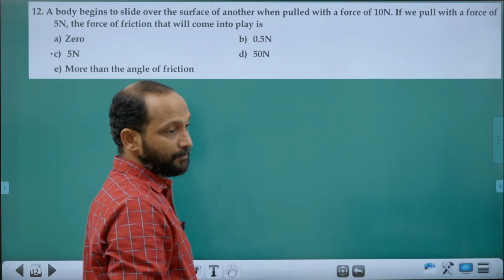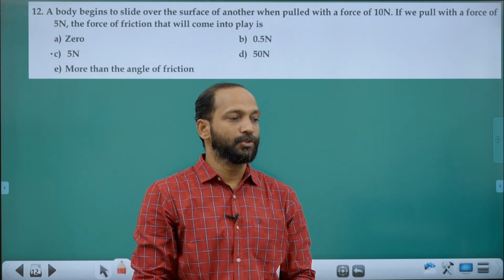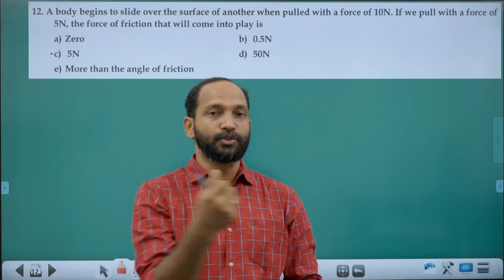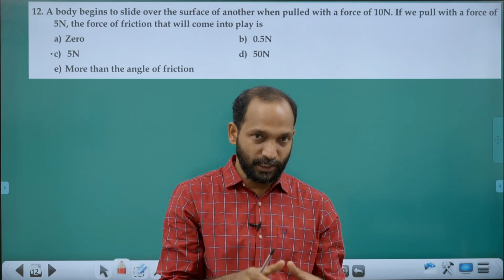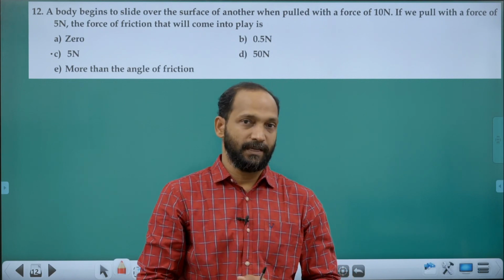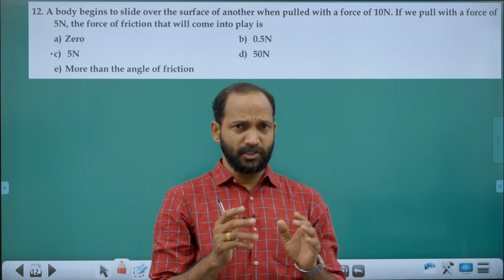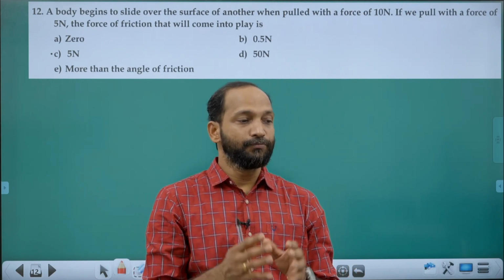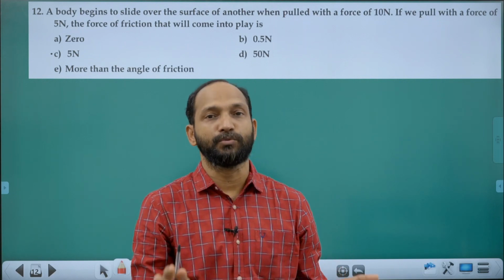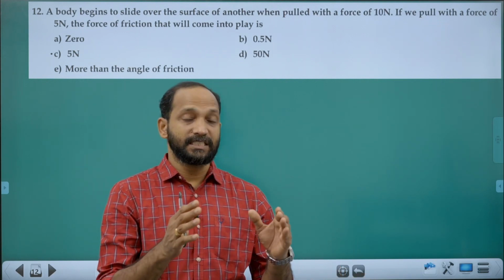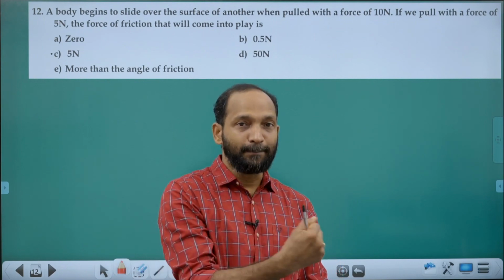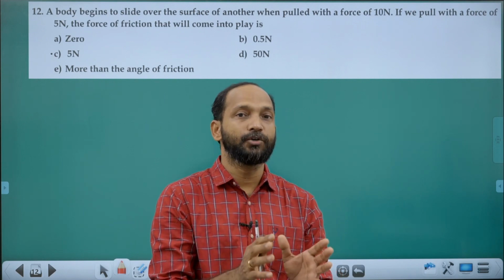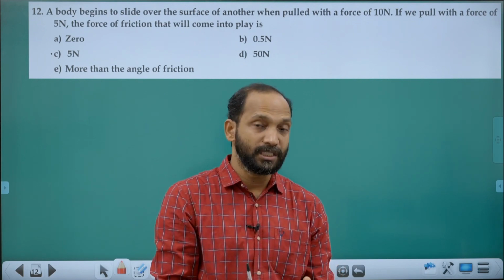Next one, 12th one. A body begins to slide over the surface of another when pulled with a force of 10 Newton. That means when a horizontal force of 10 Newton is applied, the body just begins to move. That means that is the limiting friction. So limiting friction is the minimum horizontal force required to just move a block. Now if we pull with a force of 5 Newton, it doesn't move. That means it is in static equilibrium. But we have applied a force of 5 Newton, so there is a tendency to move. So the block is in the state of impending motion, where there is no motion, but there is a tendency to move.